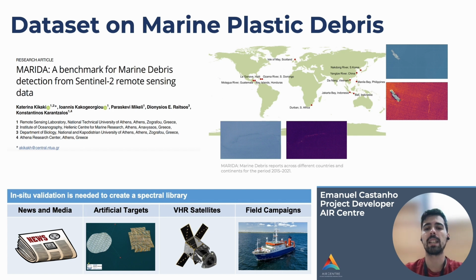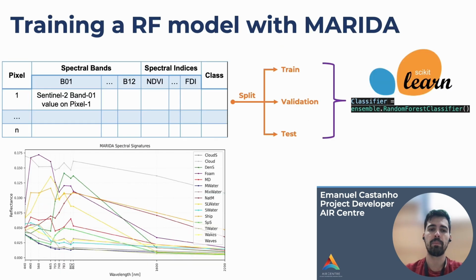Although the model presented in this MOOC was trained with the default spectral library, we also added to the dataset events of marine debris validated through different sources. The Merida dataset can be formatted as a CSV table, where we will use the spectral bands and spectral indices as machine learning features. The data is split into train, validation and test. We use the random forest classifier from Python scikit-learn to train the model.